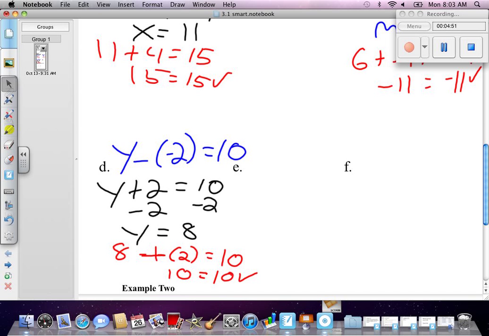Okay. Let's look at example 2. What do you think? Can we skip all the way down to D? You guys feel pretty comfortable with A, B, and C? Yeah. Which one do you want to do from A, B, and C? Anybody? Is there one in particular? Want to try C? Okay, let's do C.